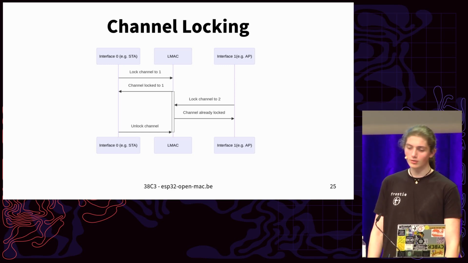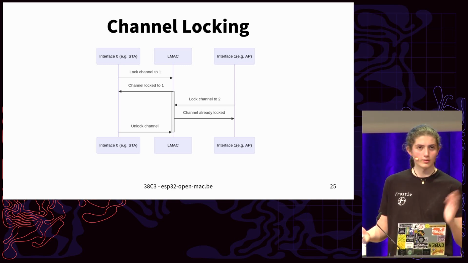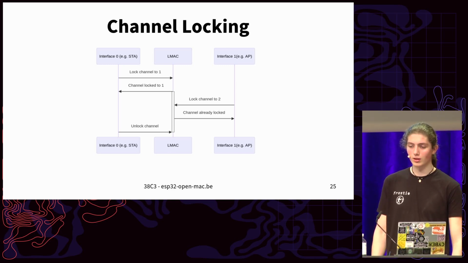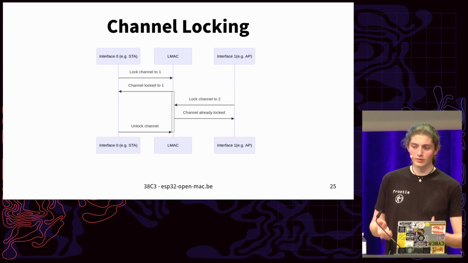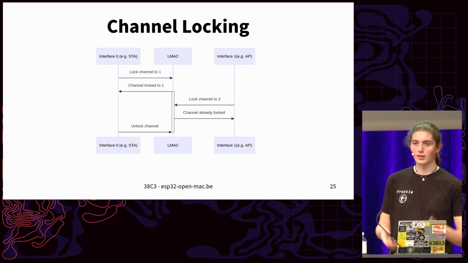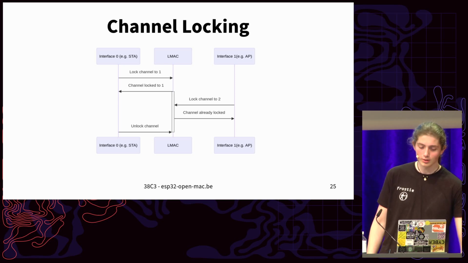Sorry, we can't do that right now. And then interface 0, if it disconnects at some point, it can then unlock the channel, and the other interface could use it again. If both interfaces try to lock to the same channel, then they can also operate on the same channel and will both have a lock on that, so they can coexist in that way.